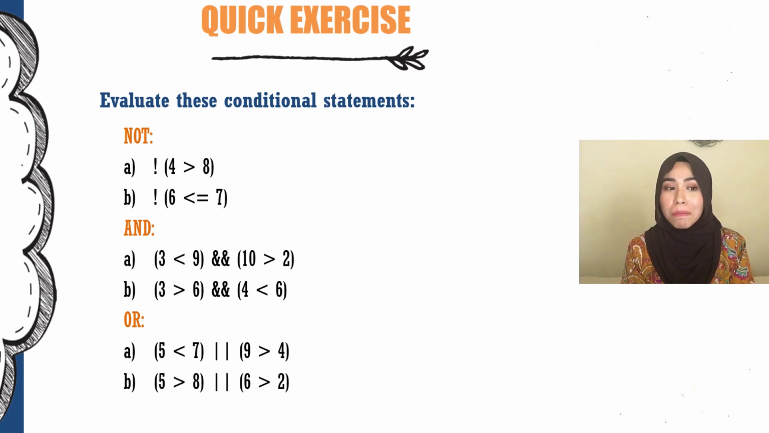Then we meet or, okay? 5 less than 7 or 9 more than 4. Is 5 less than 7? True. Is 9 more than 4? True. So true or true is true, okay? 5 more than 8. False, okay? Or 6 more than 2. True. So false or true is true. Because with or, if only one of them is true, then the whole statement becomes true, right?